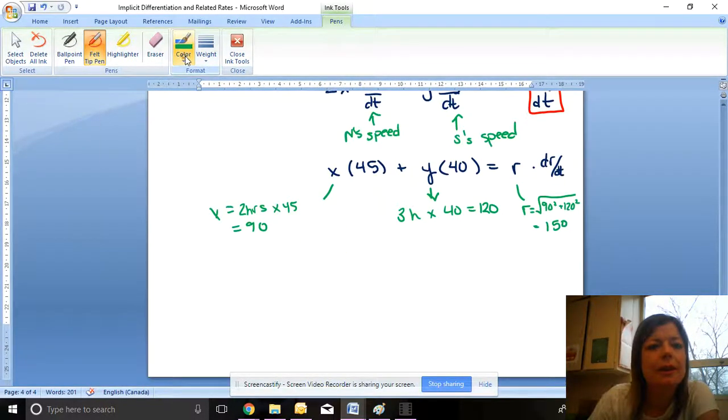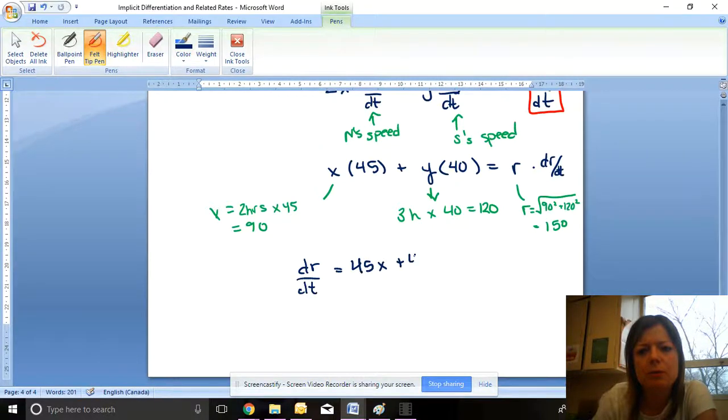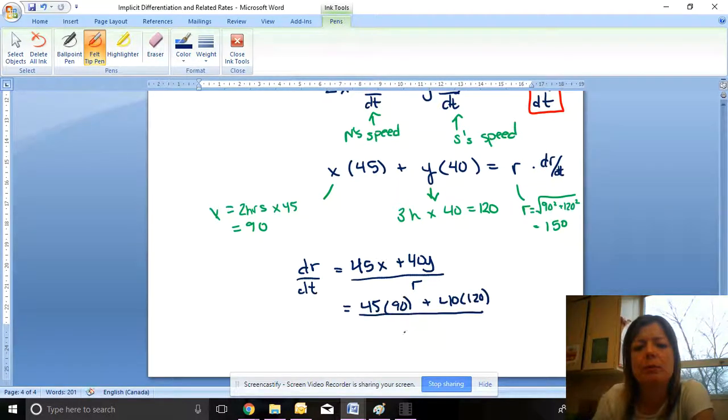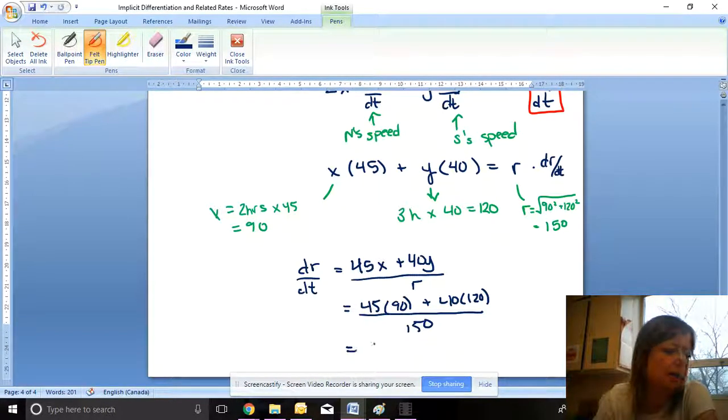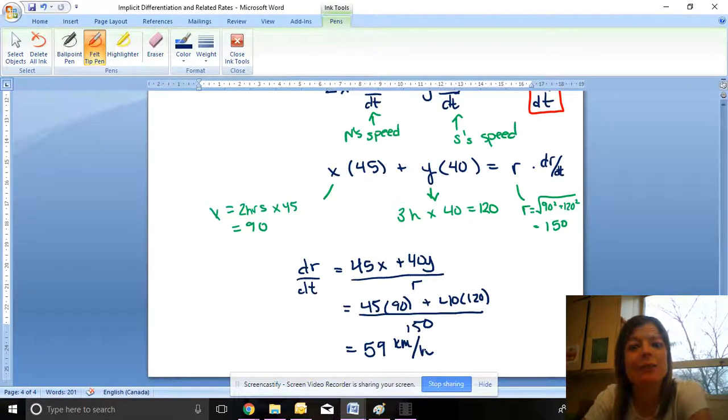So I can plug this all in, and I get dr/dt is equal to 45x plus 40y, all divided by r. That's just rearranging this formula. Then I sub in everything I know: 45 times 90 plus 40 times 120, all over 150. And you get a result of 59. This is kilometers per hour. So there's a neat little related rate problem for you.